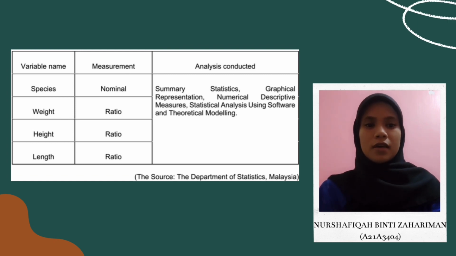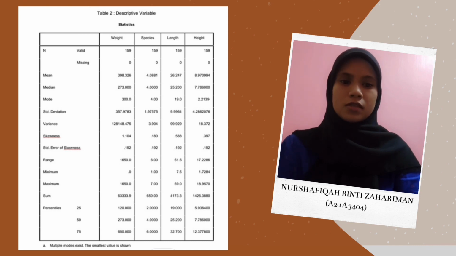There are descriptive and summary statistics for the variables. The source is from the Department of Statistics Malaysia. There are four variable names, which are species, weight, height, and length. The measurement for species is nominal, and for weight, height, and length it is ratio. Next, there is a table that shows the descriptive variables. The variables have been set to organize the data from the Department of Statistics Malaysia. The categories for the field species are bream, perch, pike, roach, smelt, stingray, and cod. So the total is 160.